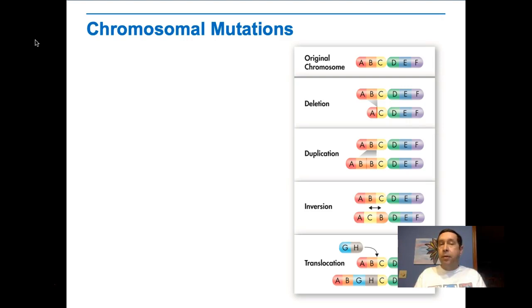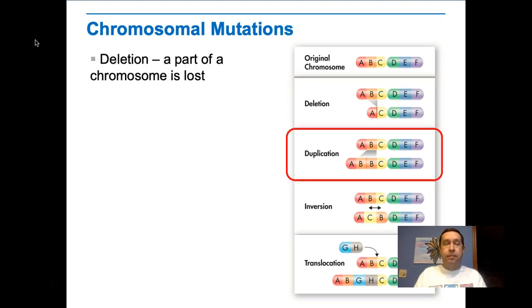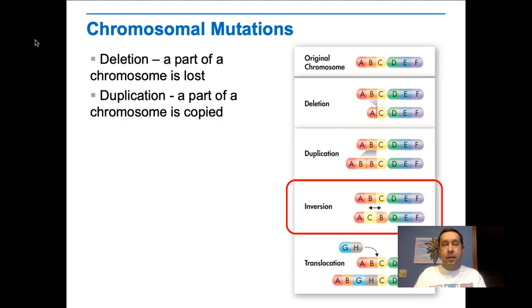And then there are the chromosomal mutations, where the structure of the chromosome is changed. You have deletions, where a section of the chromosome is lost, not just a single base, but a whole part of a chromosome. You have duplications, where a section of the chromosome is duplicated. You have extra bits of DNA in there.